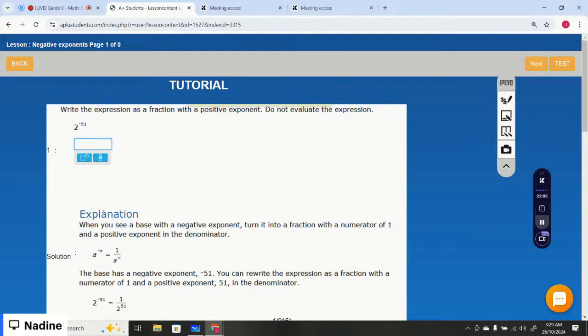For example, you have something like a exponent negative n, right? You can make it positive by writing it in the denominator and 1 as the numerator. Same way, 2 exponent negative 51 equals 1 divided by 2 exponent 51. Let's just start with the test questions.